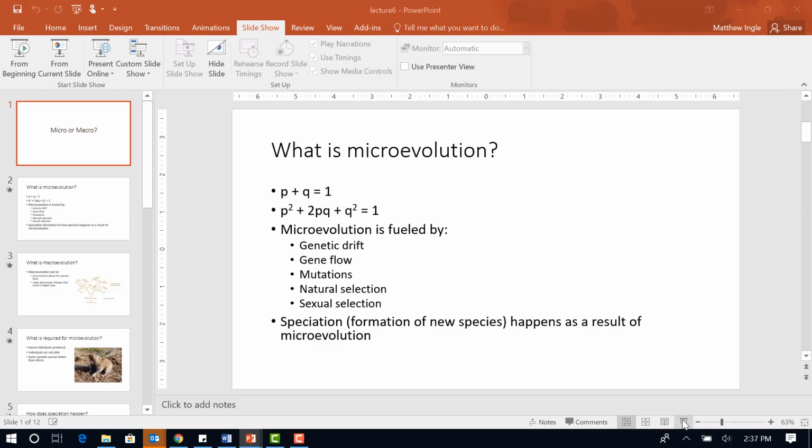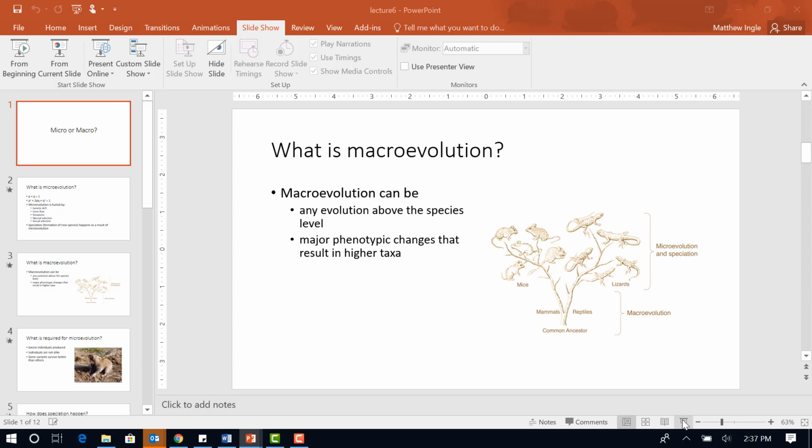So then we have the question of what macroevolution is, and there are two different ways to think about this. One is any evolution above the species level. That is one way of thinking about macroevolution. I don't think it's a particularly helpful way, but it is a way. The other is that it's major phenotypic changes resulting in higher taxa.